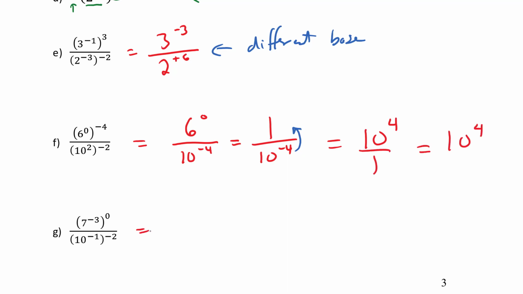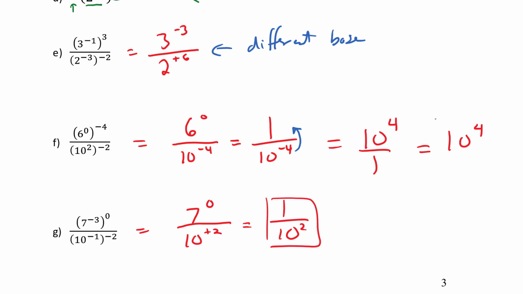Here we have 7 raised to the exponent minus 3 and then raise that to the exponent 0. We're going to multiply those together, giving us 0 on the top. On the bottom here, we have 10. Minus 1 times minus 2 is positive 2, giving me 1 over 10 squared. Quite often, I'll ask you to leave your exponent as a positive number. So in this case here, positive. In this case here, positive. This should have been review. We covered this in a previous lecture.